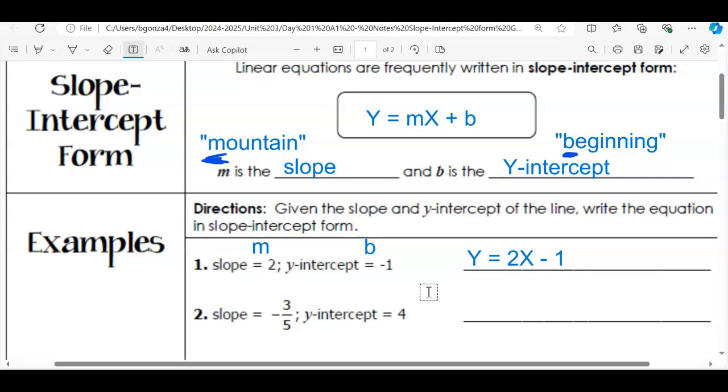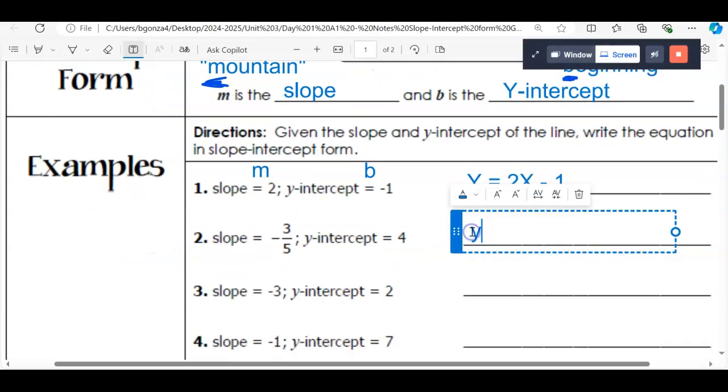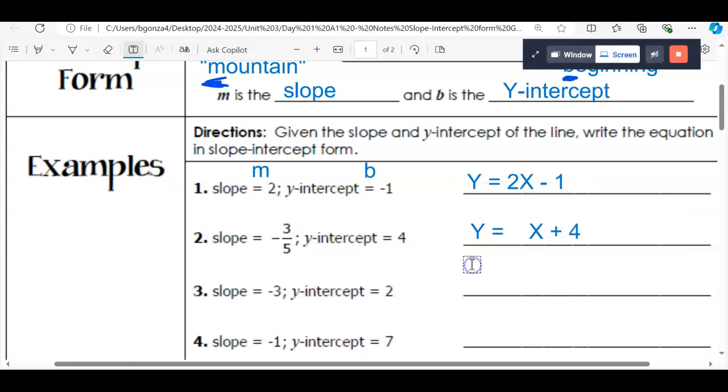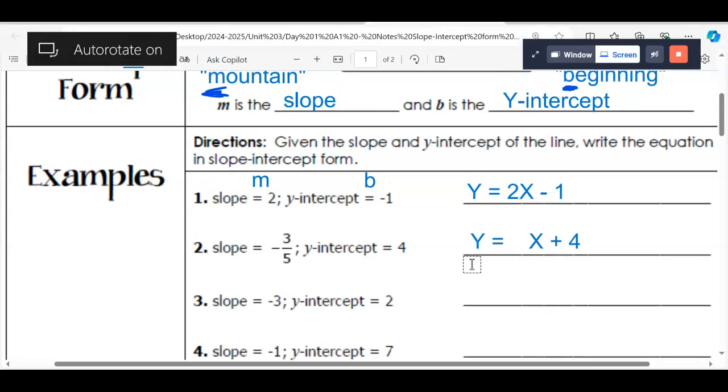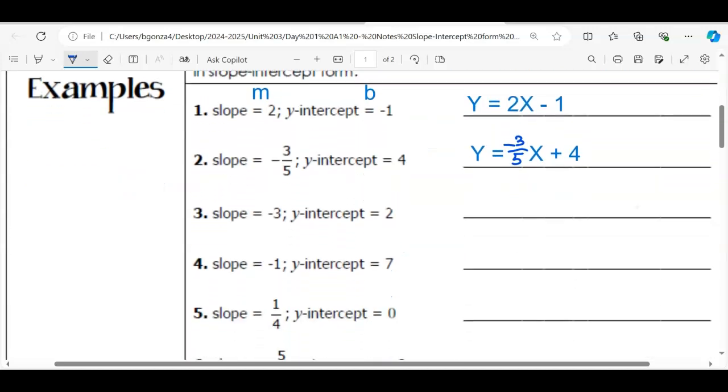Okay. All right, number 2, same idea. You always write y equals, m is -3/5 x plus b, which is 4. Now I'm going to have to write this fraction the way I want to, so give me a second. So here we go. -3/5 x + 4. Okay? So here's my question.